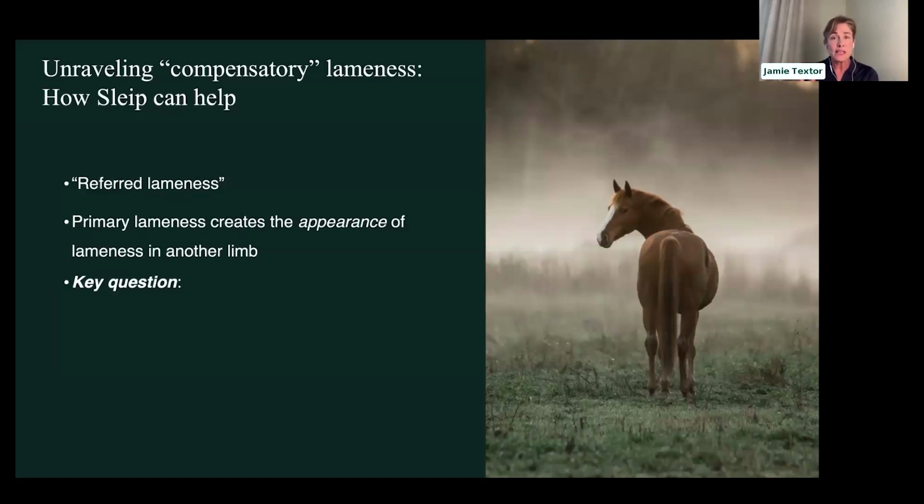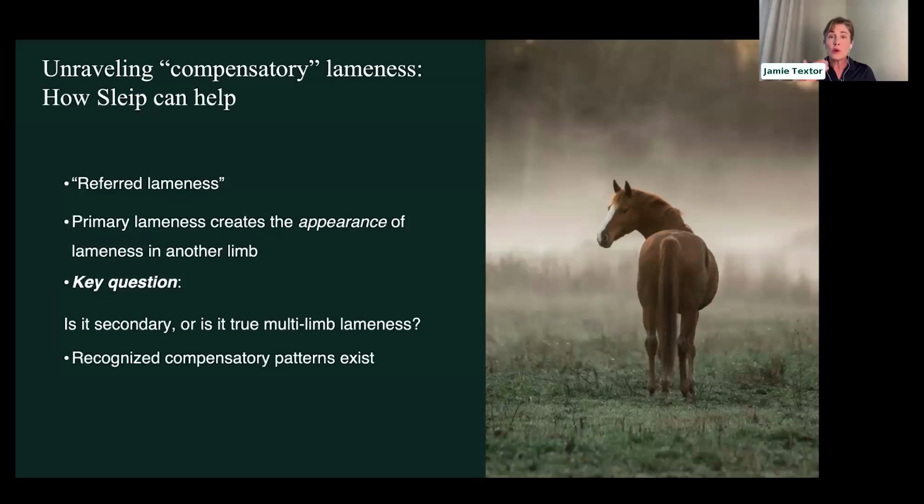So it's super common. Is it possible that we have true multi-limb lameness in that case, or do we have referred lameness? Is one coming from another? Trying to tease that apart can be very challenging. Usually it requires that we do some blocking in order to prove things, but it also takes something like objective gait analysis, so we're not going crazy. We can take our bias and our uncertainty out of the equation. It gets a little bit murky sometimes when we start to do some blocking, and Slape can help in that regard.